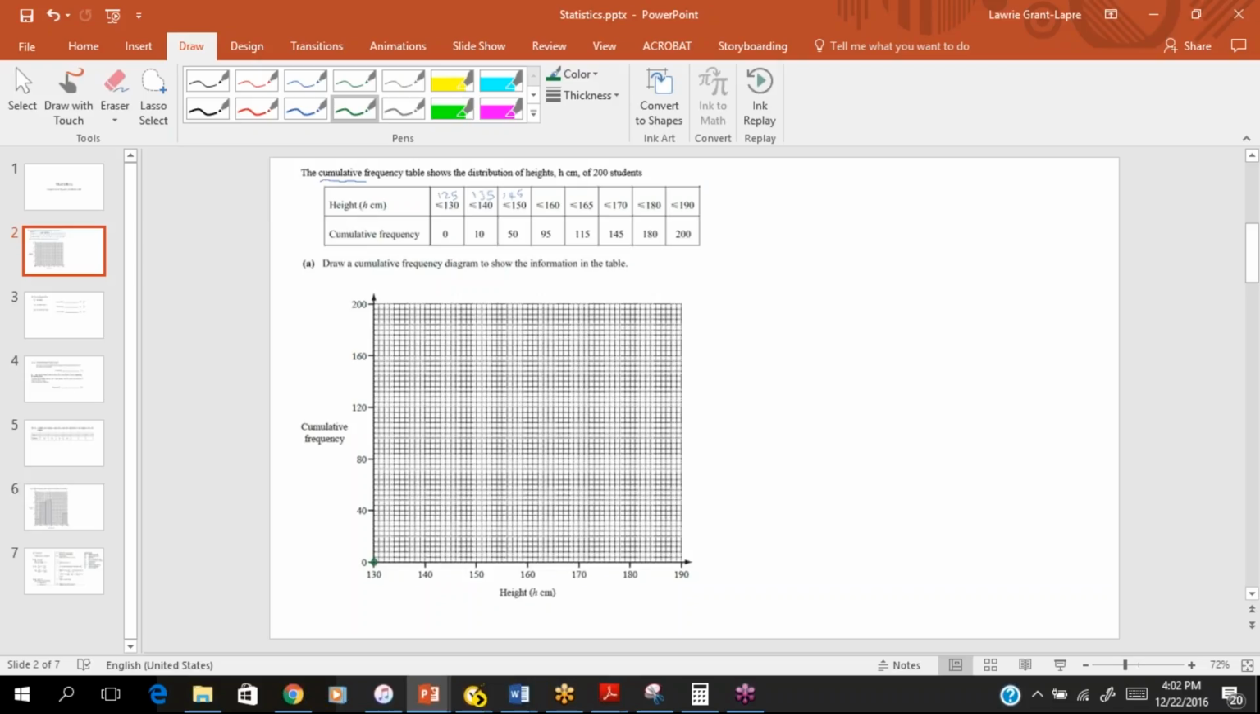Now, from 0 to 40, there's 1, 2, 3, 4, 5, 6, 7, 8, 9, 10. So 10 squares to 40. So every square is 4. So 4, 8, and halfway between 8 and 12, just here. That is our first point.